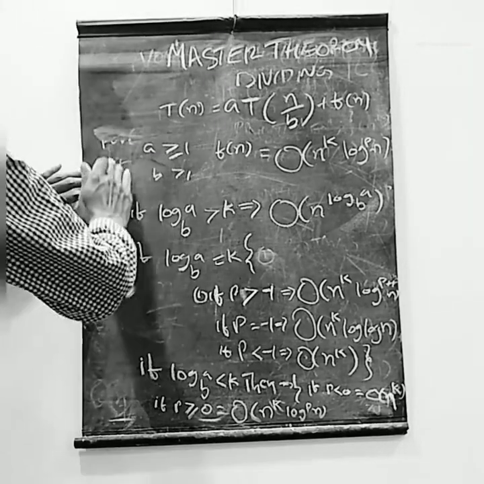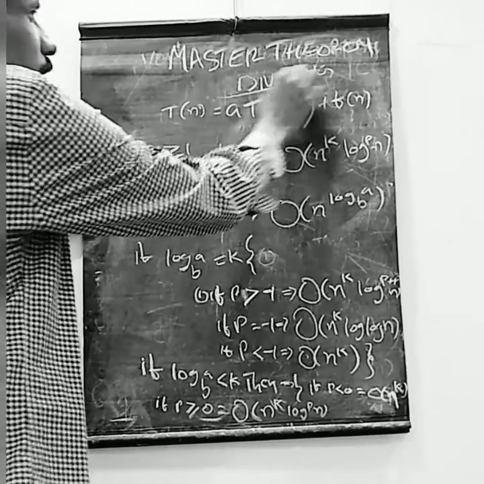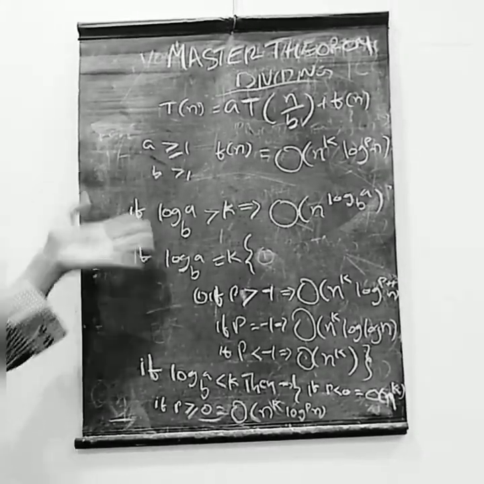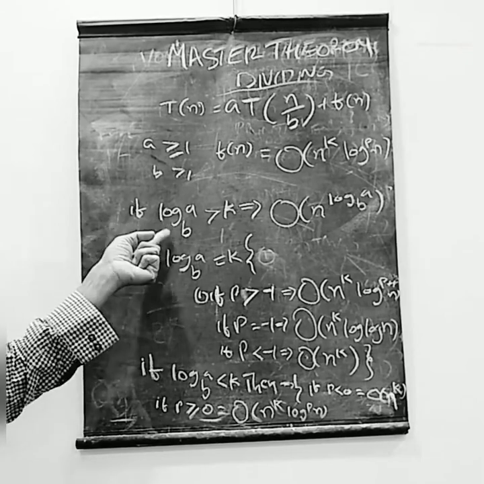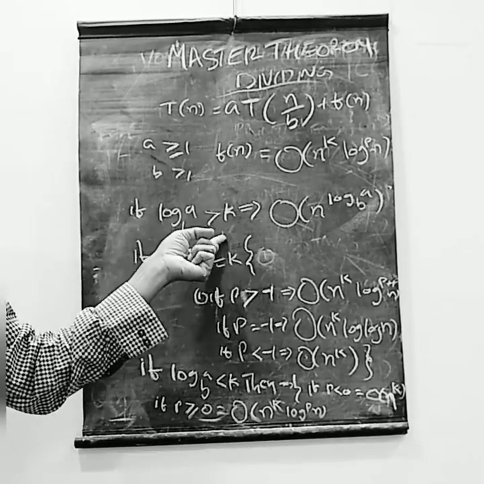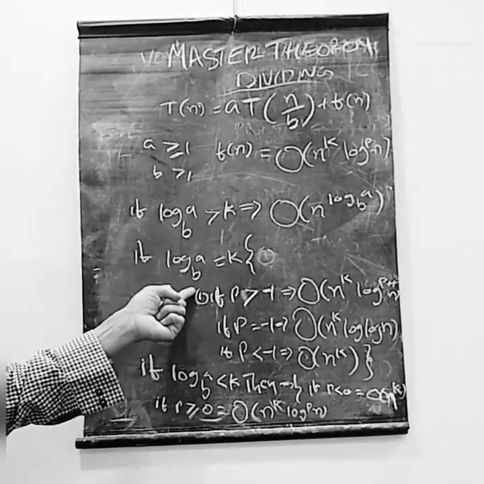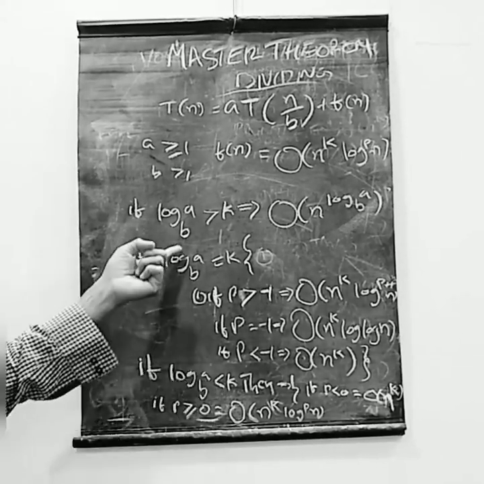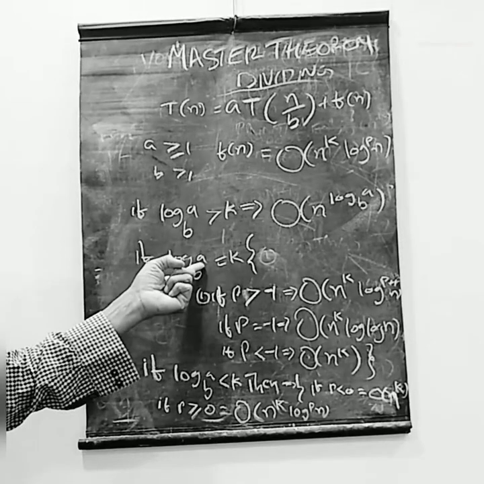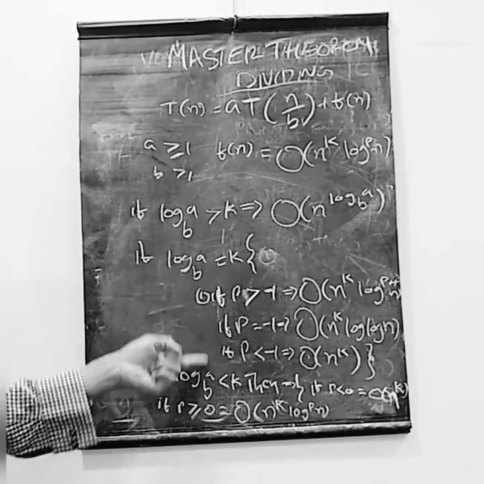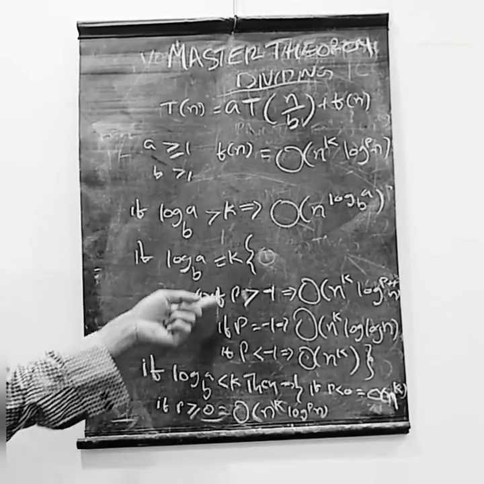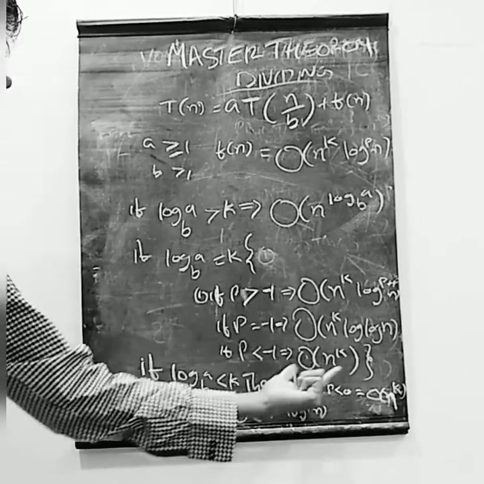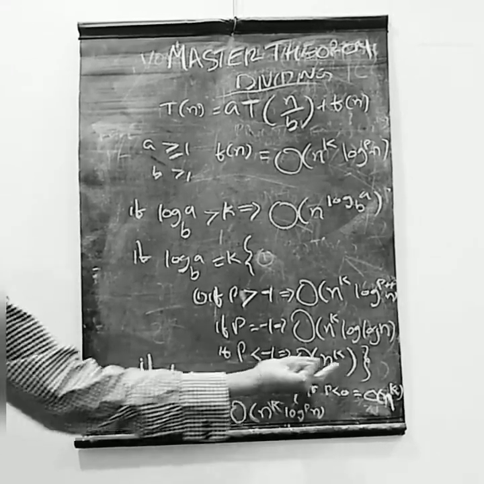So this is the Master Theorem for dividing. Here we have three different scenarios. If you can observe, when log base b of a is greater than k, equal to k, or less than k, and when log base b of a equals k, then we have three other conditions. Based on these values, we need to use one of these formulas.